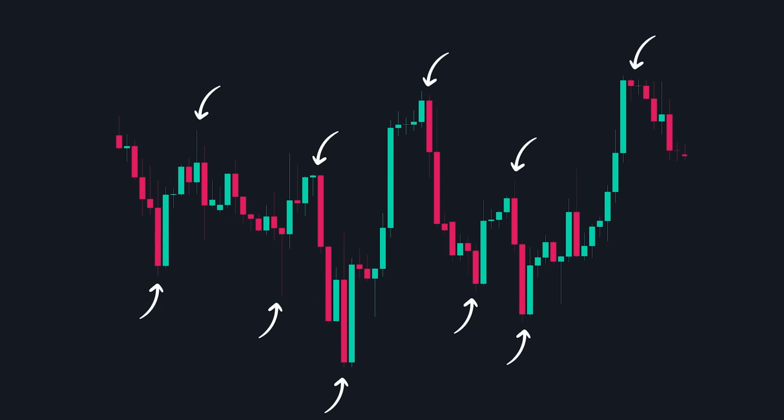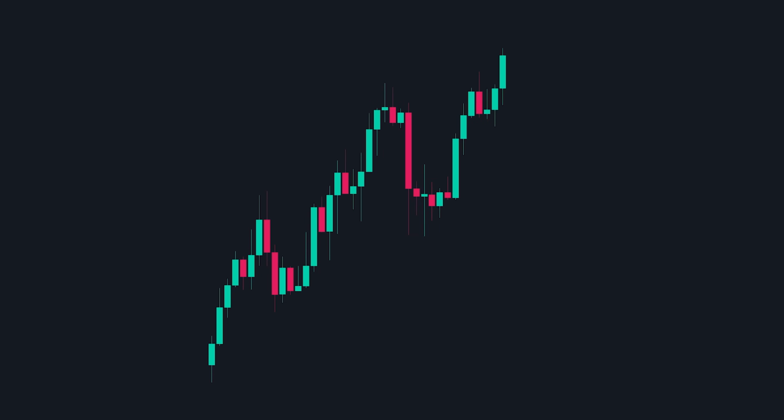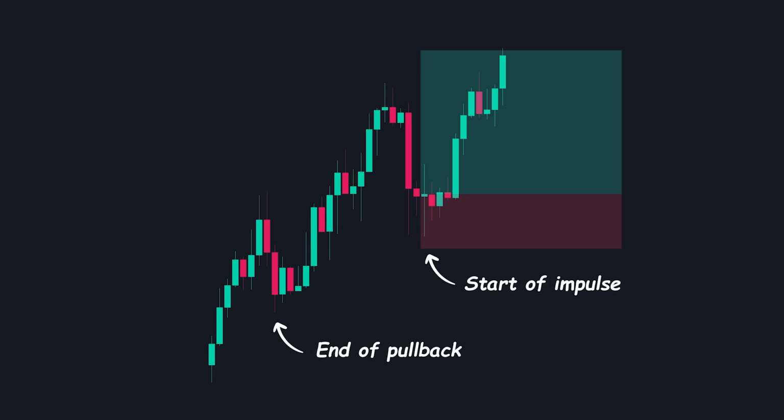Now let's go back to trending markets. Knowing when a pullback ends and a new strong move begins can help you make good profits. This is because you can catch the best chances to buy or sell. And this is where Fibonacci retracement levels help us.